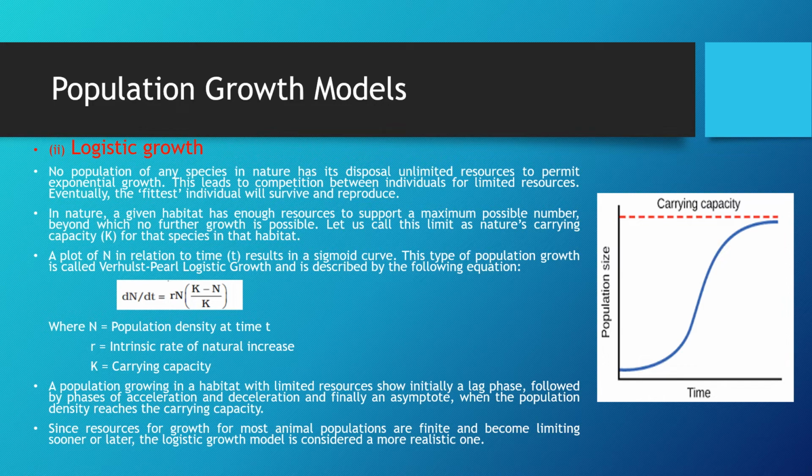It is given by the following equation. dN/dt = rN (K minus N)/K, where N is the population density at time t, r is the intrinsic rate of natural increase, K is carrying capacity. The graph shows a lag phase followed by phases of acceleration and deceleration and finally an asymptote when population density reaches the carrying capacity.